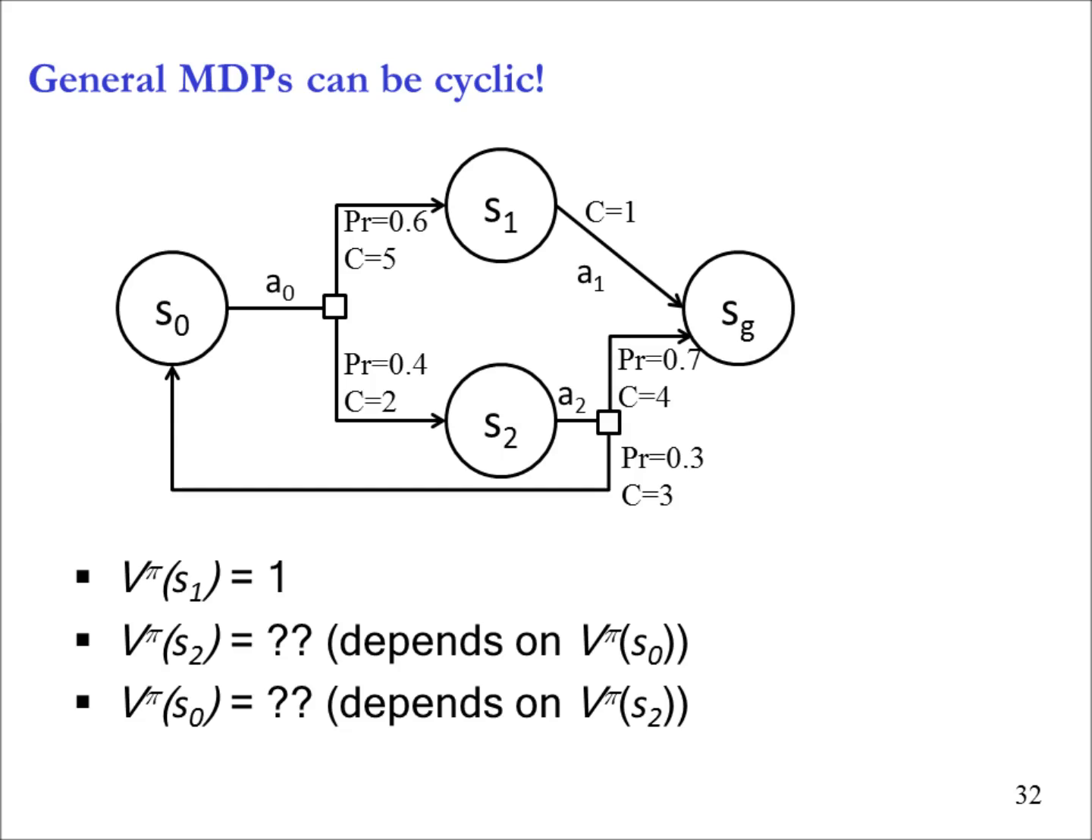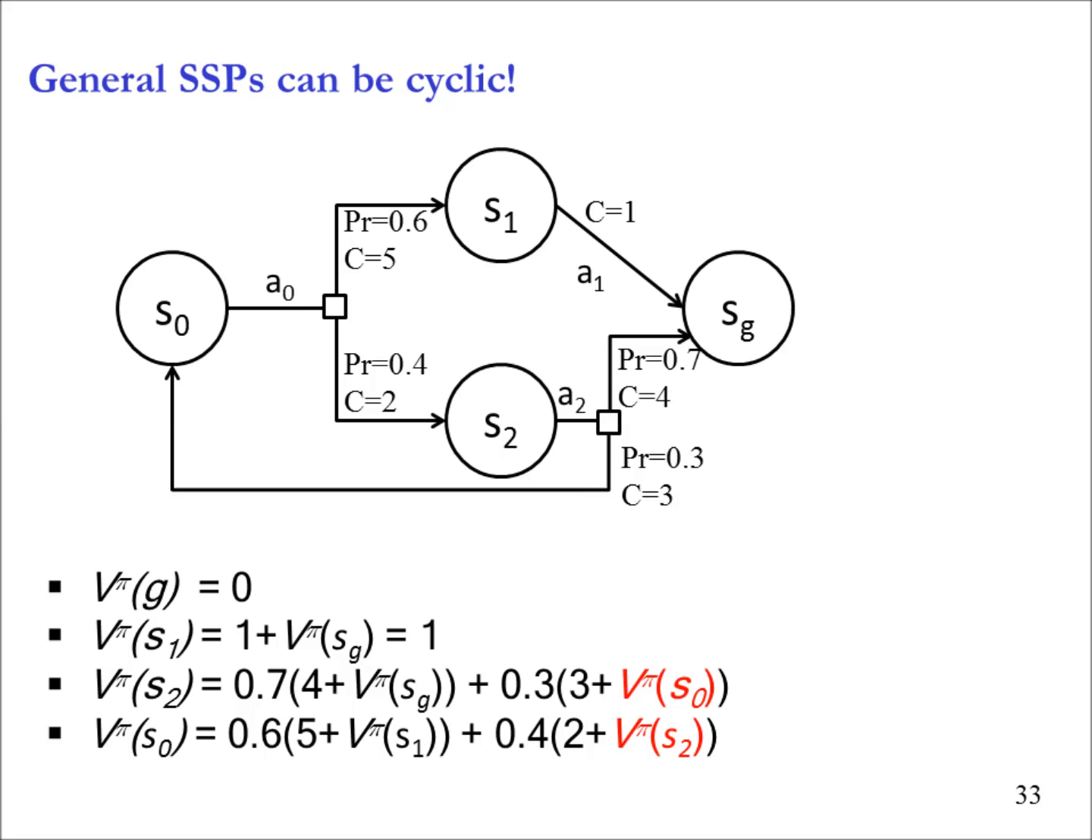Well, actually, it's not very hard. So what is V pi of S2? It is 0.7 times 4 plus 0.3 times (3 plus V pi of S0). Similarly, what is V pi of S0? It is 0.6 times (5 plus 1), and it is 0.4 times (2 plus V pi of S2). So there is a mutual set of equations that we can write.